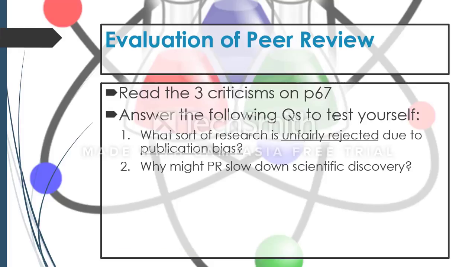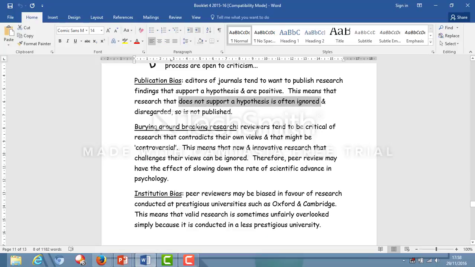Question 2, why might peer review actually slow down scientific discovery? So this is covered in this second point here, and it mentions that reviewers tend to be critical of research that contradicts their own views, and that means that new and innovative research can be ignored. So if we're not finding out about new and innovative research, then scientific discovery might be slowed down.